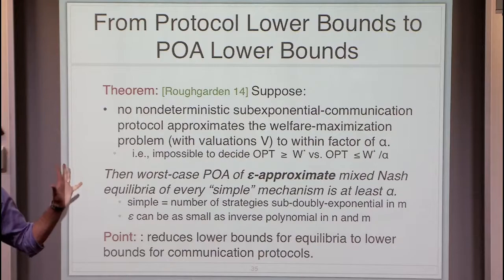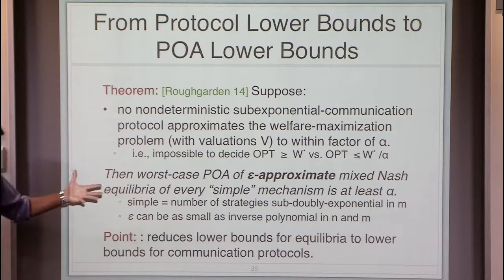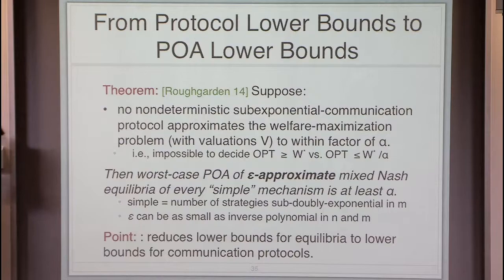Like the whole price of anarchy machinery, on the upper bound side, the whole point was to be able to reason about situations where it's incomprehensible to think about solving for equilibria. Now we want to do the same on the lower bound side. And so that's what this does. Forget about the game, just look at the underlying optimization problem, prove a hardness result.